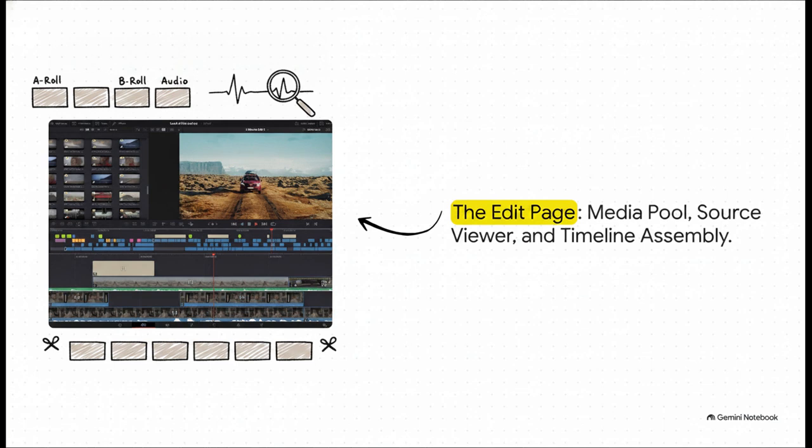Up in the top left, you've got your media pool. This is where you organize your bins into A-roll, B-roll, and audio. Right next to it is your source viewer, where you hunt down the exact sentence or clip you need. And dominating the bottom is your timeline. This horizontal assembly line is where you actually arrange your clips, trim out the dead air, and build your story.